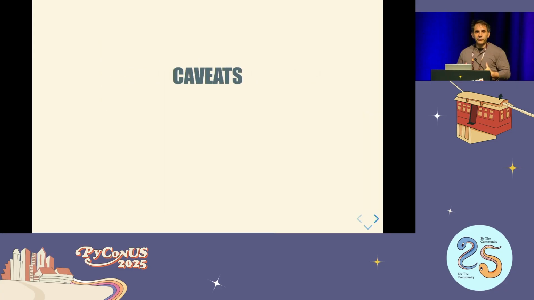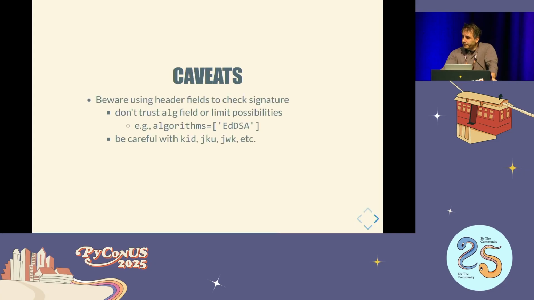Okay, so JWTs are great. They've got cryptographic signatures, so they're secure. They're very flexible. You can put whatever you want in them. They're standardized, so you'll find libraries in many different languages which will create JWTs, parse JWTs, validate JWTs. So they sound fantastic, but there's a few caveats to be careful about.